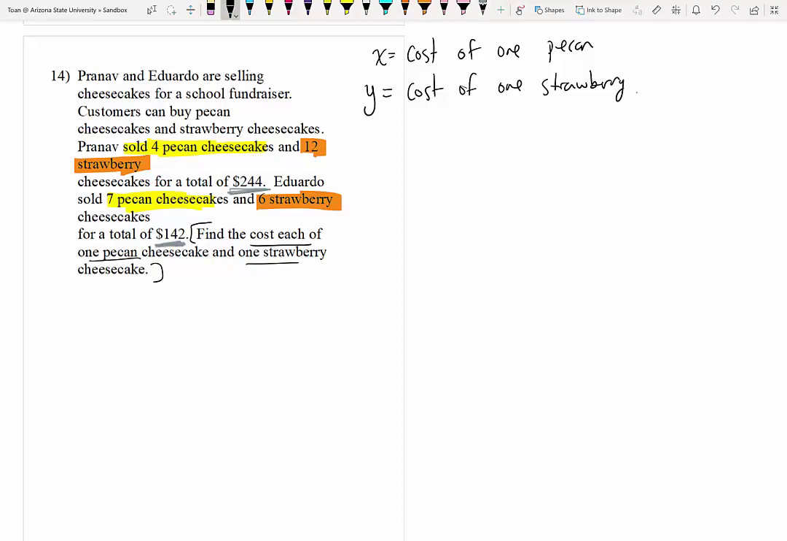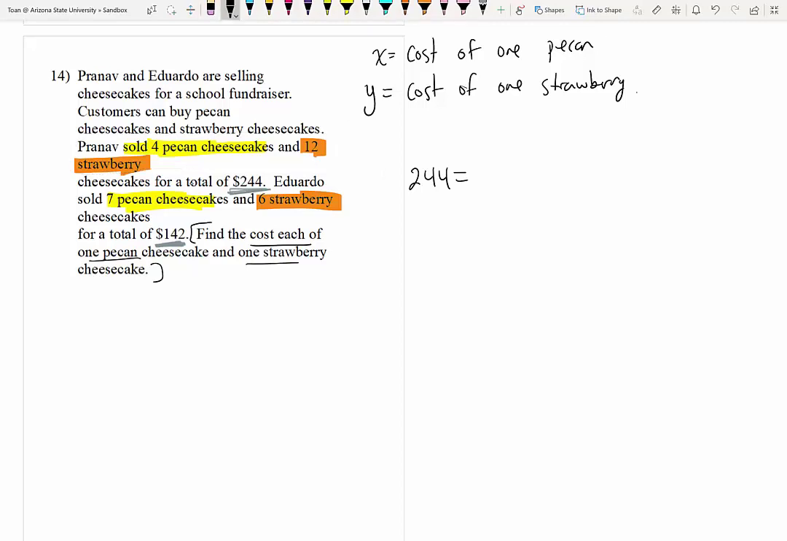So then basically you just have to link the information with the variables. Now, one of the hints or suggestions I gave in class is anytime they give you a total, that's usually going to be on its own on one side of the equation. So $244, that's a total. So I know one equation will be 244 equals. Where did that 244 come from? It came from 4 pecans and 12 strawberries.